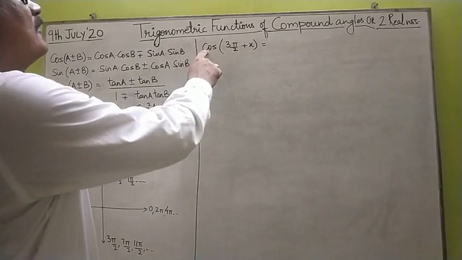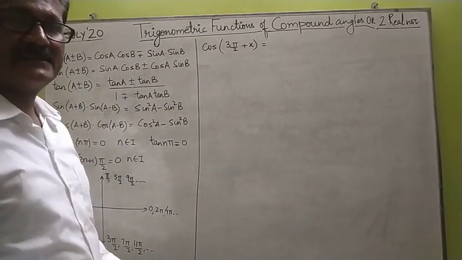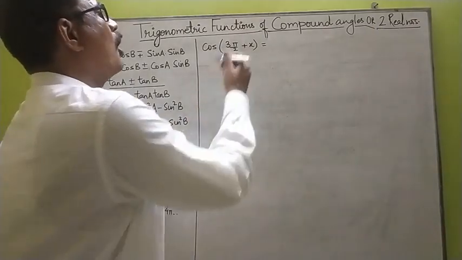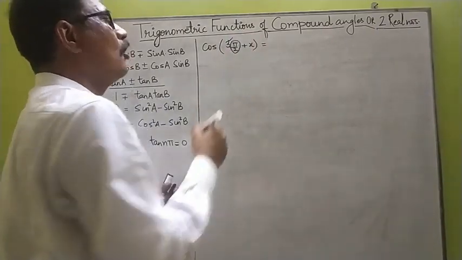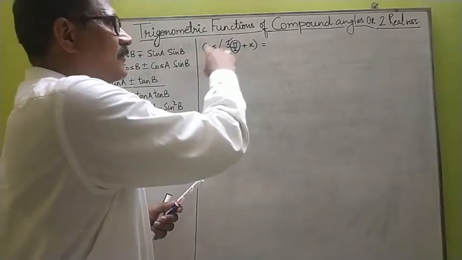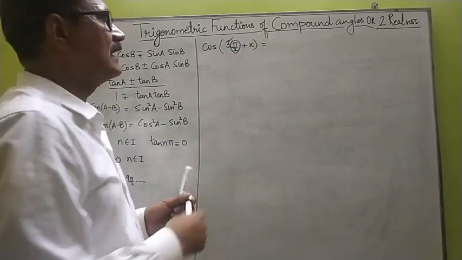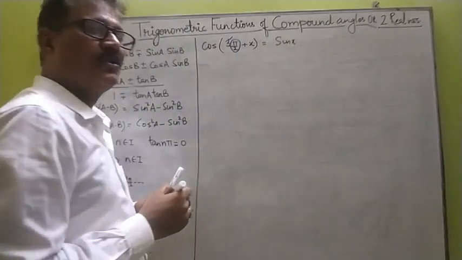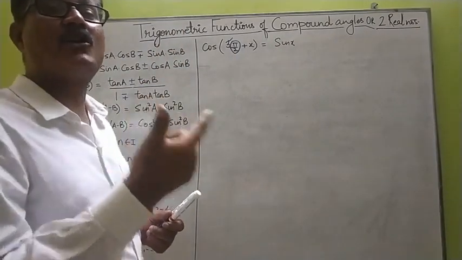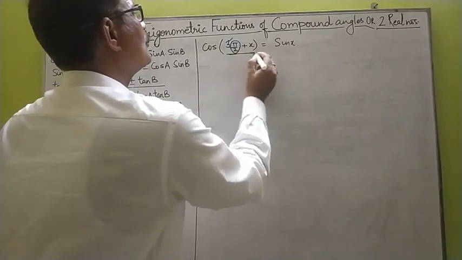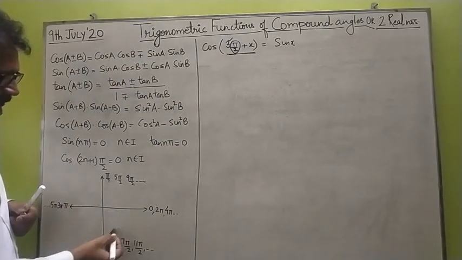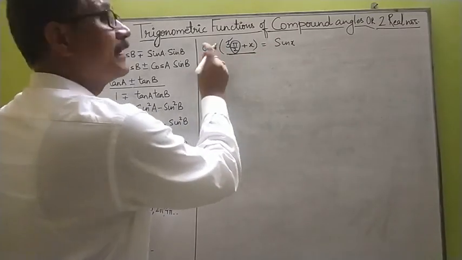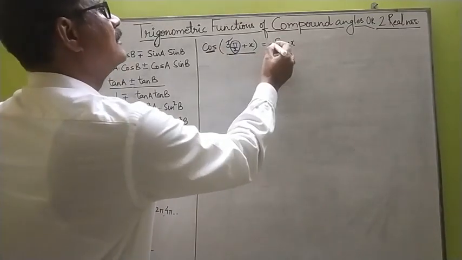Now, let us find out what cos of 3 pi by 2 plus x is. Children, I have already told you in the previous videos that whenever we have an odd multiple of pi by 2, the function changes to its complementary function. That is, cos will change to sin x. Then identify the quadrant. 3 pi by 2 plus x lies in the fourth quadrant, where cos is positive, so it's plus sin x.